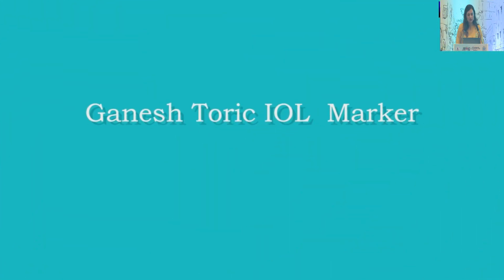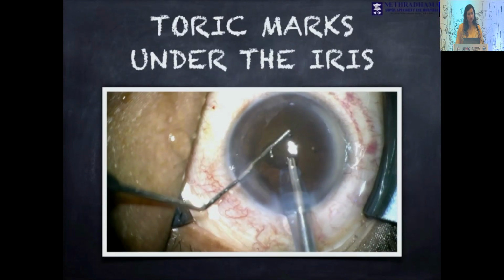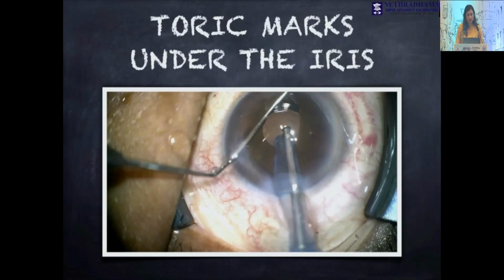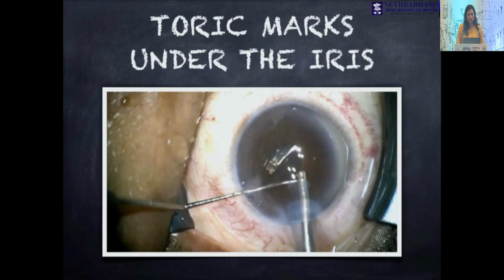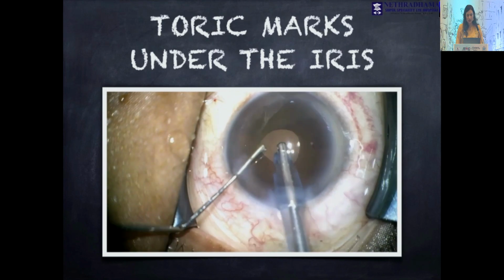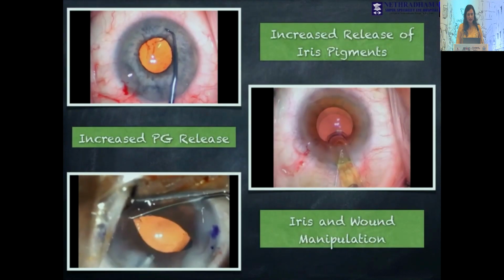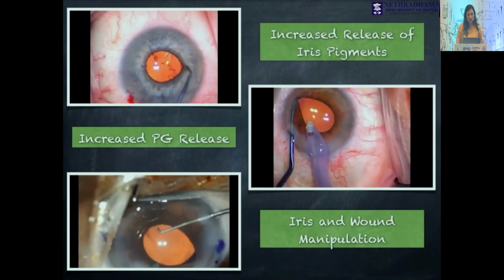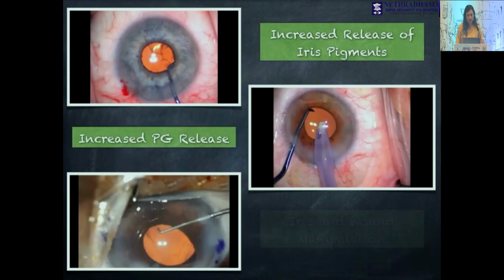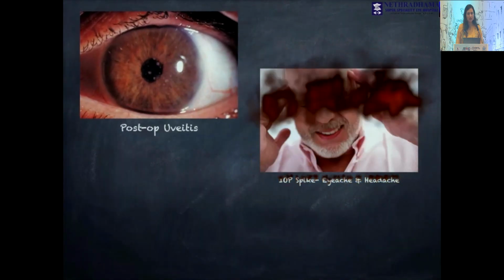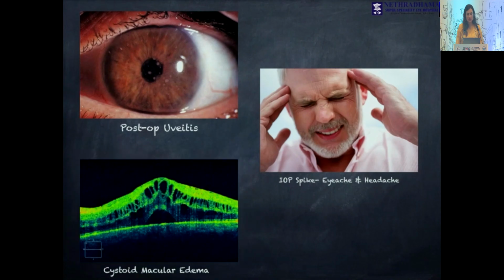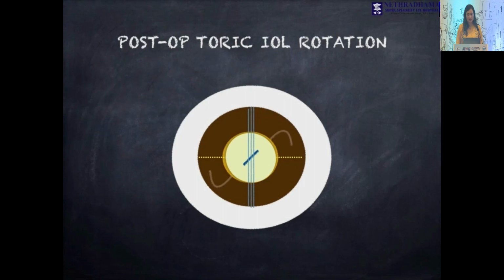So this was one of his innovations, and this is another innovation wherein he wanted to tackle the problem of toric IOL rotation in small pupils. Now we all know that this is an issue when we implant a toric lens in small pupils. At the end of the surgery, we need to use a second instrument to check the positioning of the lens, and this increases release of the pigments, a lot of manipulation, and can lead to post-op IOP spikes, etc.